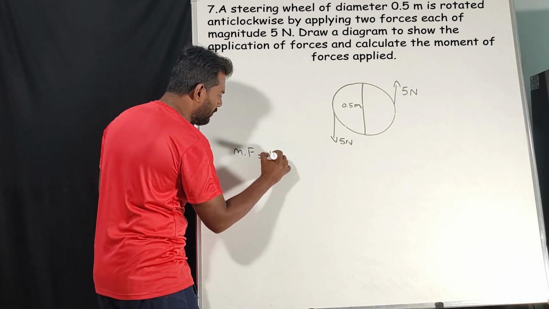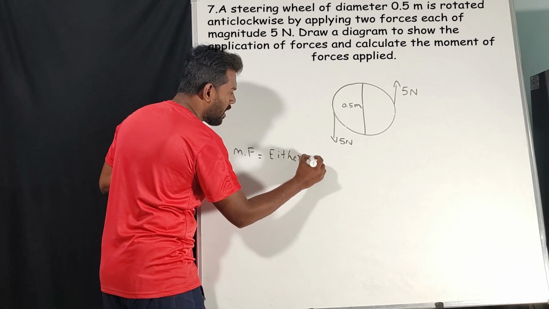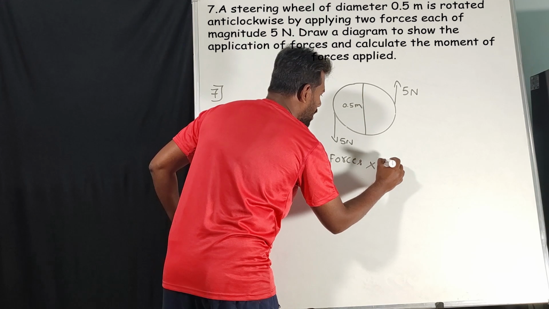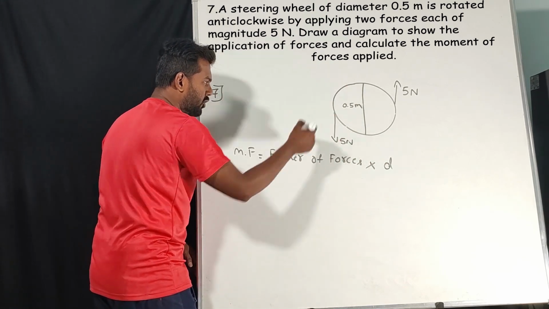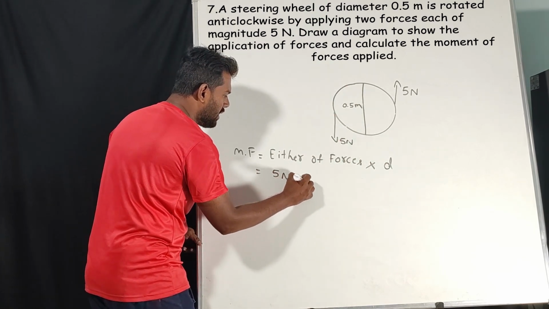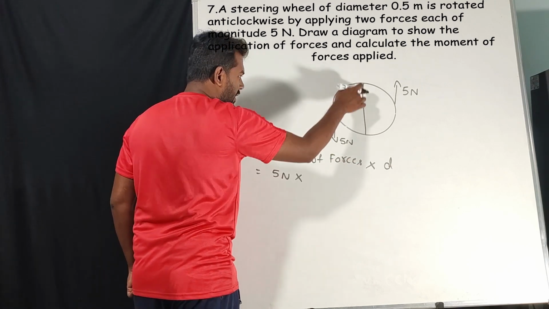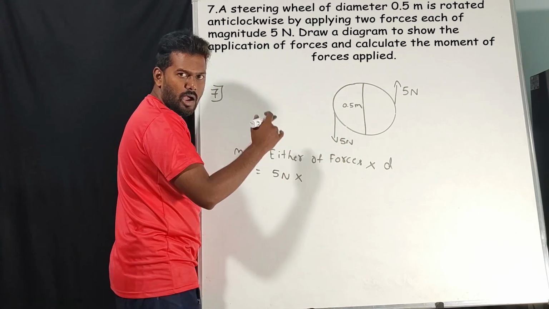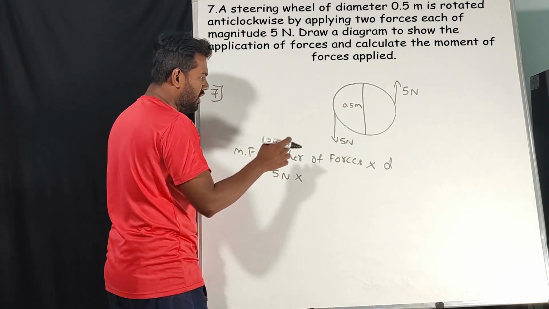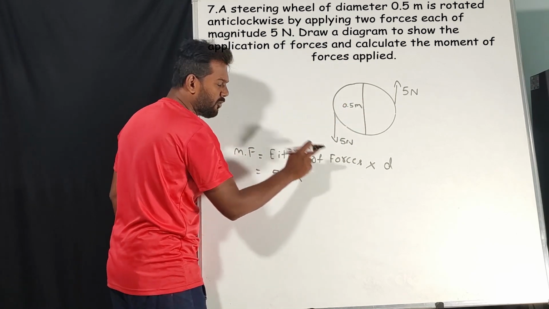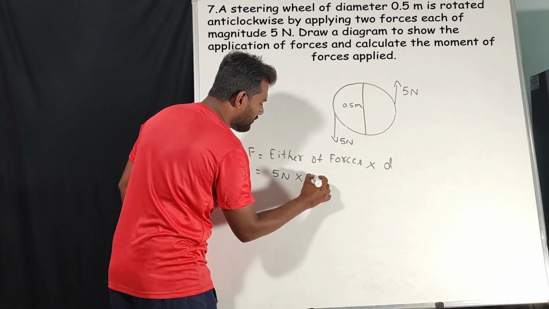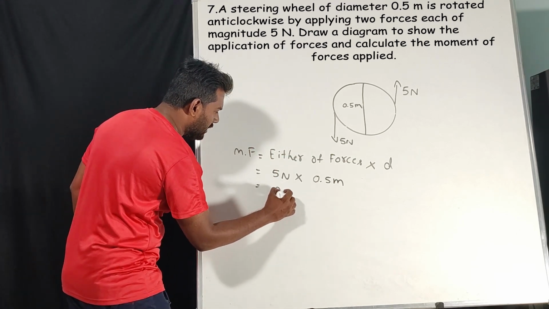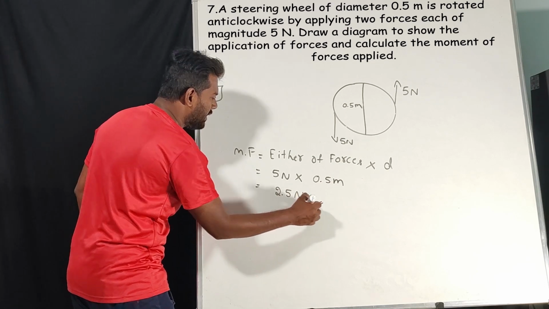So moment of force is equal to either of the forces into the perpendicular distance. Both are equal, so 5 Newton into what is the perpendicular distance? We have to take the complete diameter. If you are taking any one force, you have to take the complete distance. If you are taking two forces separately, then we have to take half of it. So we take the complete one, because we are taking only one force. So the complete distance will be 0.5 meter. So 5 into 0.5 is nothing but 2.5 Newton meter. That's it.